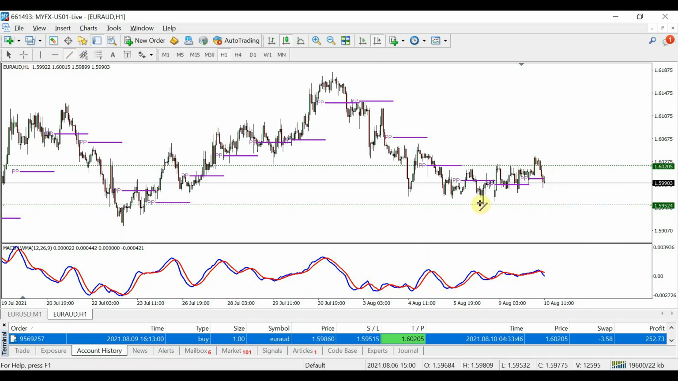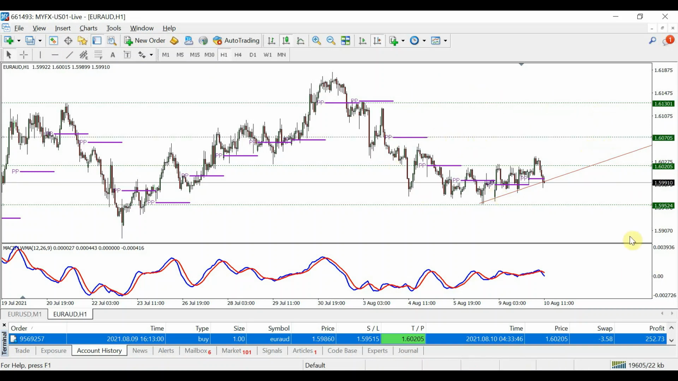Looking at this, we've got resistance forming at this trend line. I do expect a move up, because I expect these two pivot points to be hit at some point, whether it's this week or next week. Hopefully that gives you the analysis of why I got into this trade.